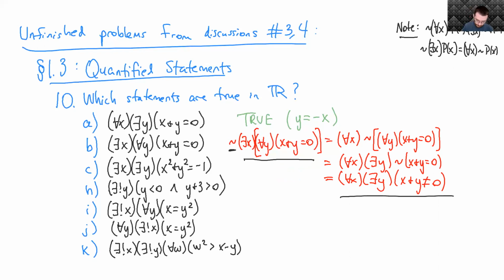If we think the original statement is false, the negation must be true, and vice versa. So let's think about this now. Is this a true statement? For all real numbers x, there exists a real number y such that if I add them together, I don't get 0. That is true, right? I could say, pick any real number x.